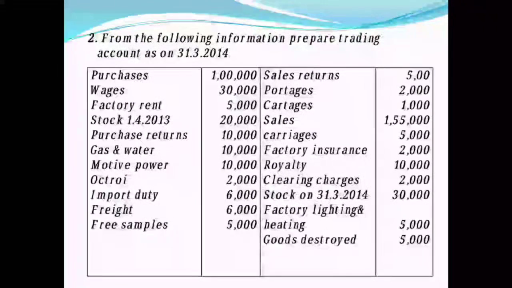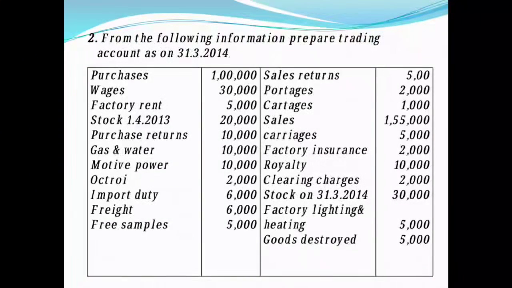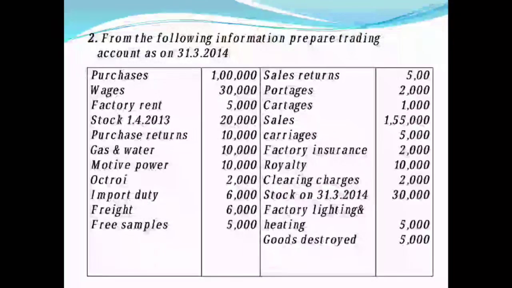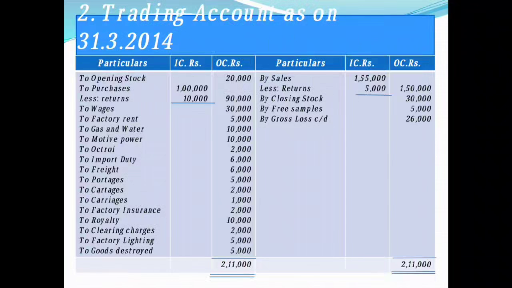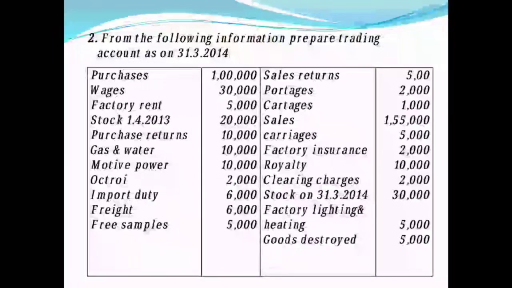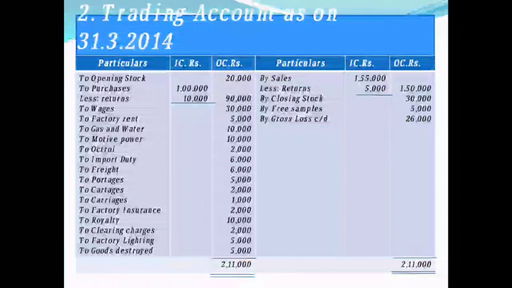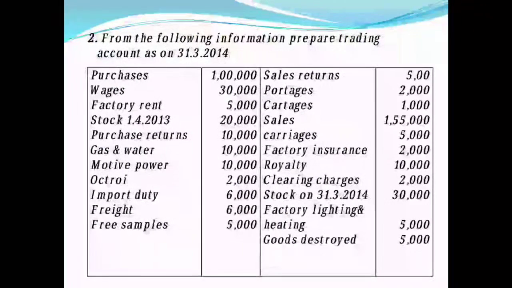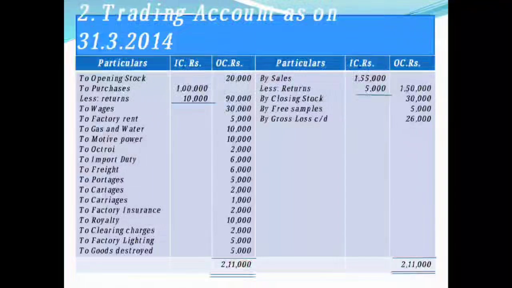The next you have purchase returns rupees 10,000, which you have to deduct from your purchases. See, to purchases 1 lakh we have, less returns 10,000, so 90,000 you will get as purchases of the current year. The next you have gas and water, an expense, so it will be debited to trading account, to gas and water rupees 10,000. The next you have motive power rupees 10,000, again an expense which you have to debit to motive power rupees 10,000. The next you have octroi rupees 2000, also an expense, so on the debit side you record to octroi rupees 2000.